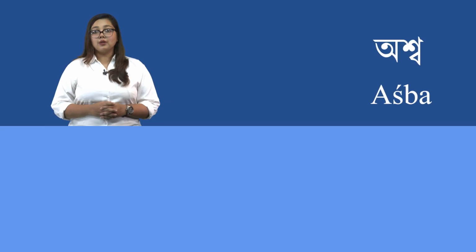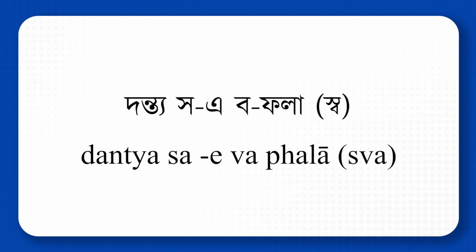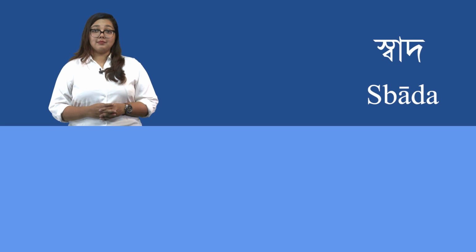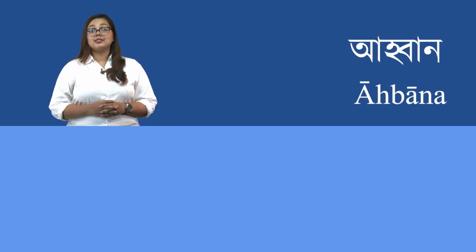The Bofala conjuncts are Taliboshoy Bofala in words like Osho, meaning horse, and Bisho, meaning world. Next is Donte Shoy Bofala in words like Shad, meaning taste, and Shade, meaning sweat. Last is Hoy Bofala in words like Ahoban, meaning summoning.